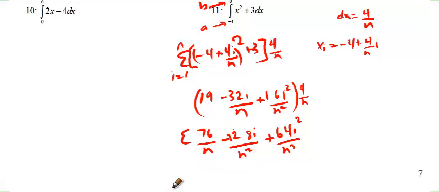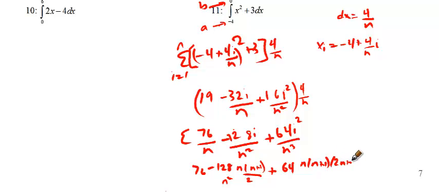Now, all we're going to do is use our rules for each of these separately. This is a constant, so we lose the sum the second we start using the rules. So 76, because you multiply by the n's, minus 128i, which is n times n plus 1 over 2. Don't forget we have an n squared on the bottom. And you notice all of this is going to be n squared. The 1 doesn't matter. You get a 128 over 2. That's the part that matters. Plus 64. So we have n times n plus 1 times 2n plus 1 over 6. And then we have an n cubed on the bottom.